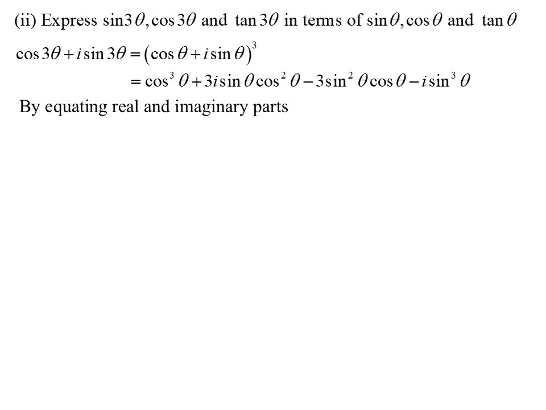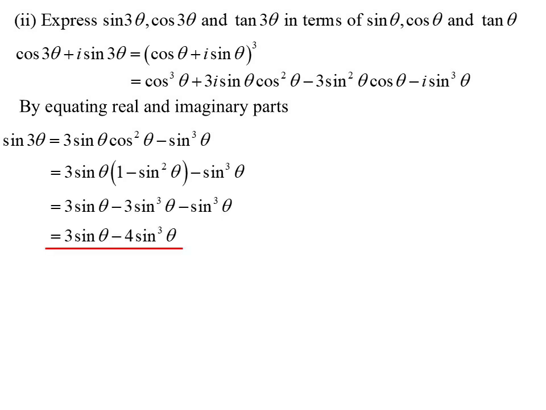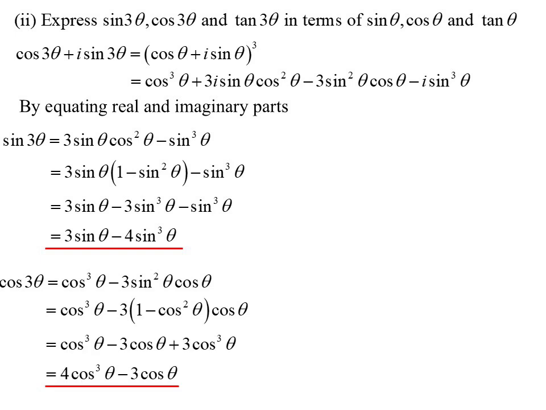Sin 3 theta, there's an expression for it: 3 sin theta cos squared minus sin cubed. It's nice to have the sin 3 theta all in terms of sine. I'll sub in 1 minus sin squared for cos squared, and I get a result: 3 sin theta minus 4 sin cubed theta. Do the same thing with the real parts, and we get cos 3 theta. But that's a mixture of sines and cosines. Let's substitute in 1 minus cos squared for sin squared, and we get a nice result for cos 3 theta: 4 cos cubed minus 3 cos.